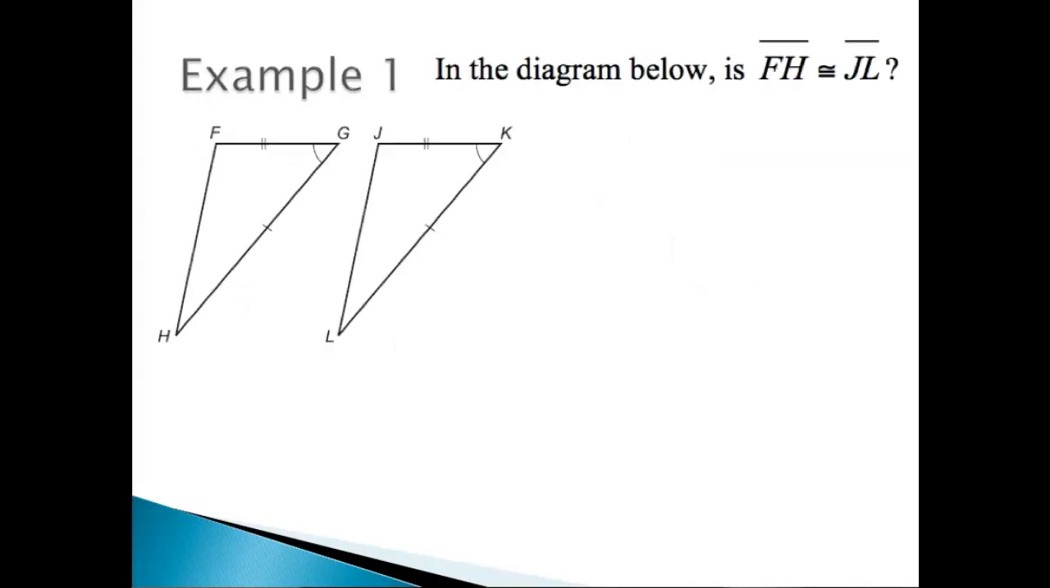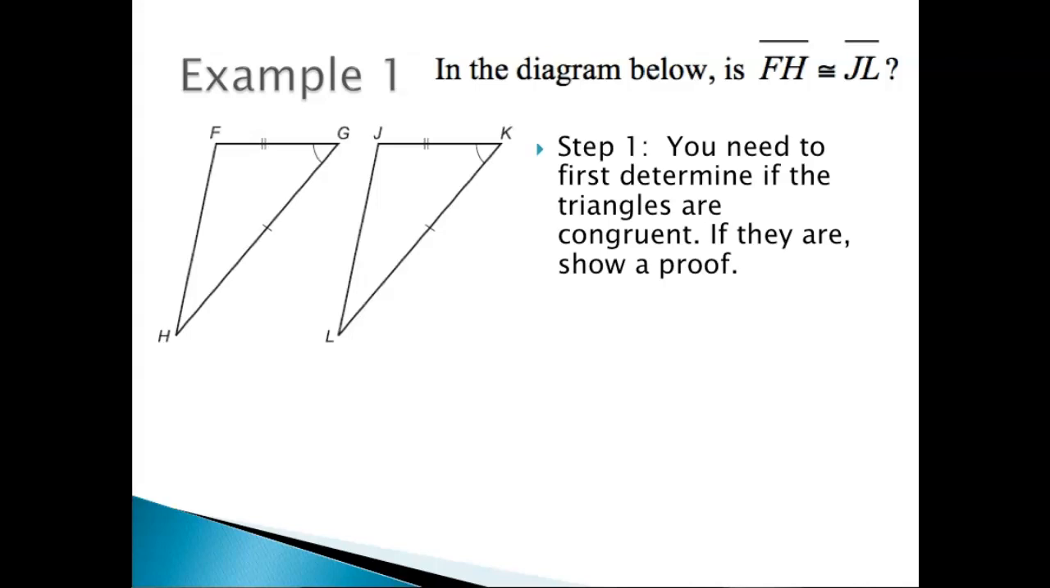Take a look at example 1. In the diagram below, is FH congruent to JL? If you look directly at the diagram, there's no information told about FH and JL. However, we can first determine whether or not these triangles are congruent, and if they are, then by CPCTC, we can say that FH must also be congruent to JL. So step 1, you need to first determine if the triangles are congruent, and if they are, show a proof.